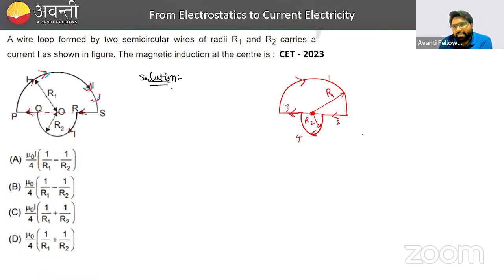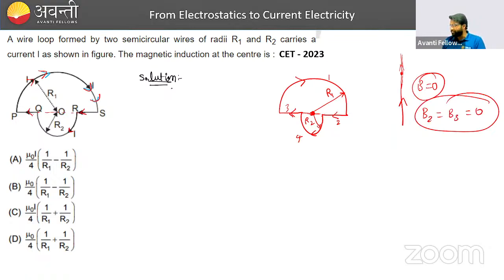So we know that whenever you want to calculate the magnetic field, and if that particular point lies on the axis of the current flowing, on the same line in which the current is flowing, then the magnetic field due to that will become zero. So here the magnetic field due to 2 and the magnetic field due to 3 will become 0. The only remaining portion here is the upper semicircular loop and the lower semicircular loop.